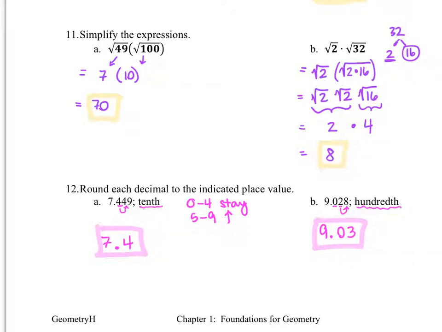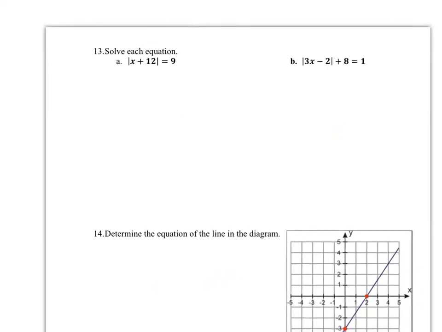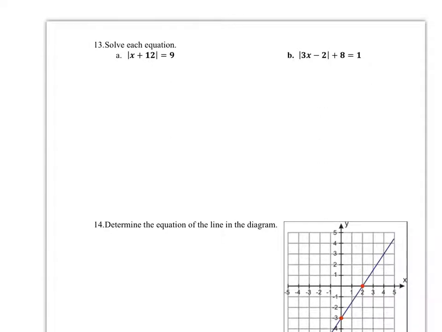Let's take a look now at page 4. Move on to the next page so that we can work on number 13. And we'll start with number 13. In this case, we have an absolute value. Well, in A and B, we have absolute value equations.